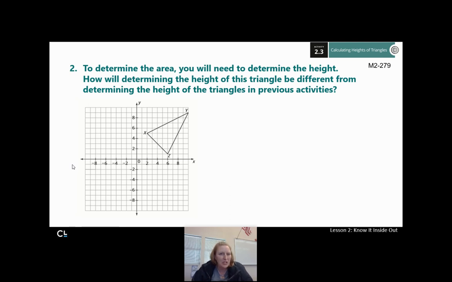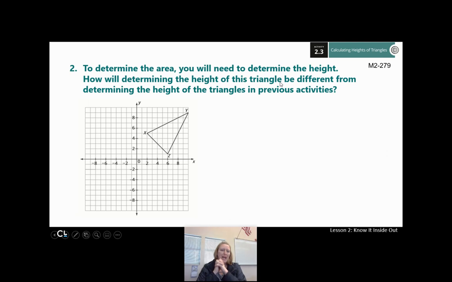But what if we need to determine the area? This gets trickier, right? Remember that to determine the area, you're going to need to determine the height. I don't have a height right now. We talked about this in the last lesson, how your height is supposed to be perpendicular to your base. So I don't have a height right now.